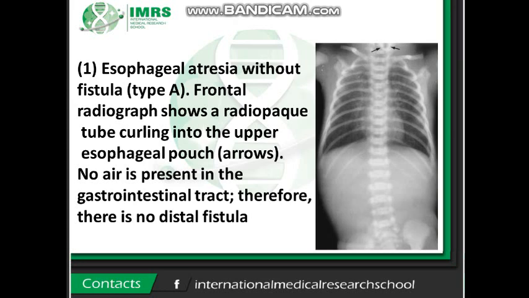This picture shows esophageal atresia without fistula. This is type A. The frontal radiograph shows the radiopaque tube curling in the upper esophageal pouch. No air is present in the gastrointestinal tract. Why? Because there is no distal fistula.